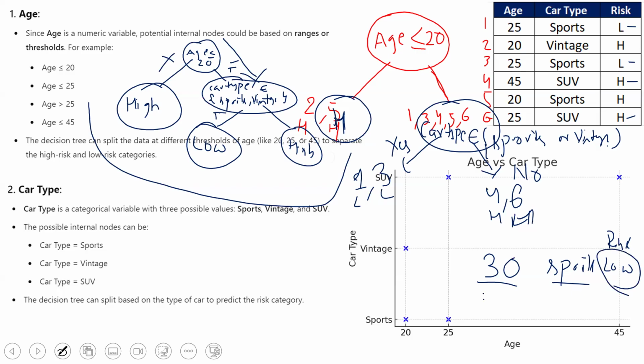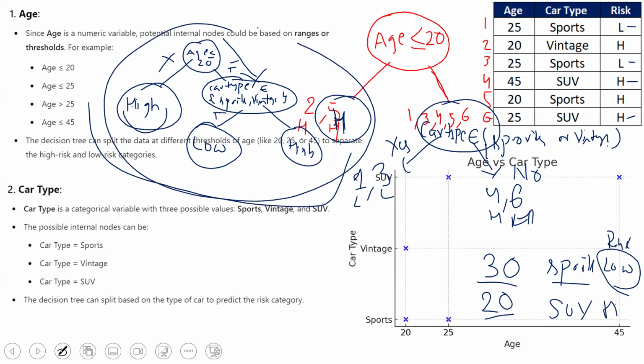So now let's say I have age 20 and the car type is SUV. What is the risk level of this customer? High. Risk level is high because 20 less than or equal to 20 is true. So the risk level is high. So once we come up with this decision tree, we can actually predict the output. We can actually classify the customer as high risk or low risk.